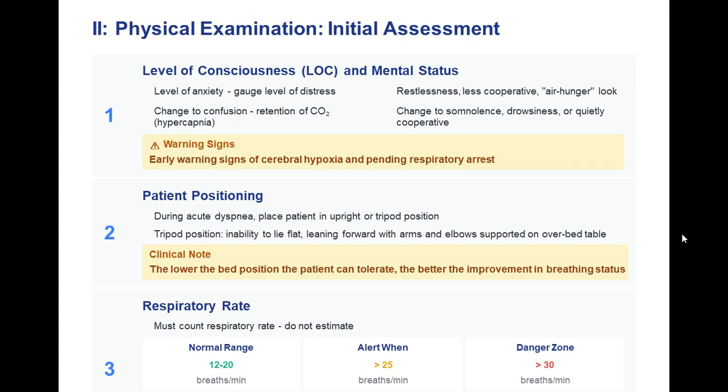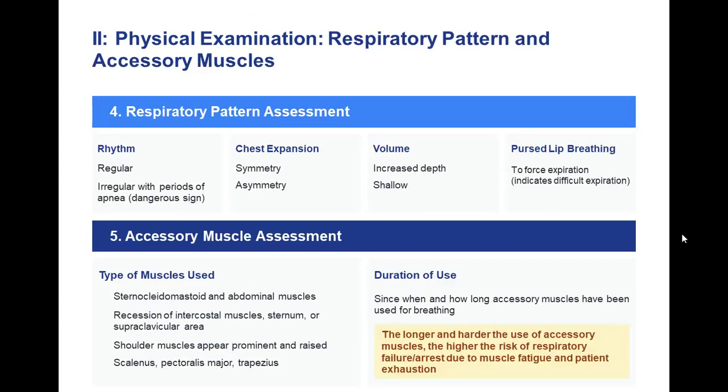The fourth area is a meticulous assessment of the respiratory pattern itself. Rhythm. Is it regular or is it irregular? Irregularity with periods of apnea is an extremely dangerous sign that should trigger an immediate escalation of care. Chest expansion. Does the chest rise with symmetry or is there asymmetry? Asymmetry suggests unilateral problems like a large pneumothorax, effusion, or splinting due to pain.